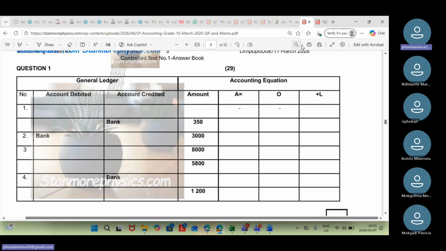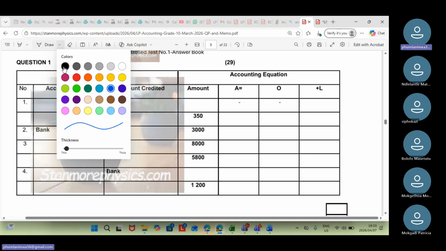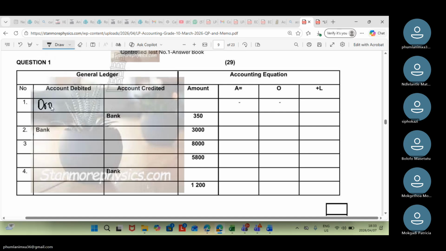Let's start firstly with the 300. The 300 is for personal use. Personal use, owner's son, contract, guys. Now we have drawings. The account to be debited will be drawings. So drawings, they are always debited. So what are we going to credit? But here we need to follow the following structure, guys. Drawings of 300.